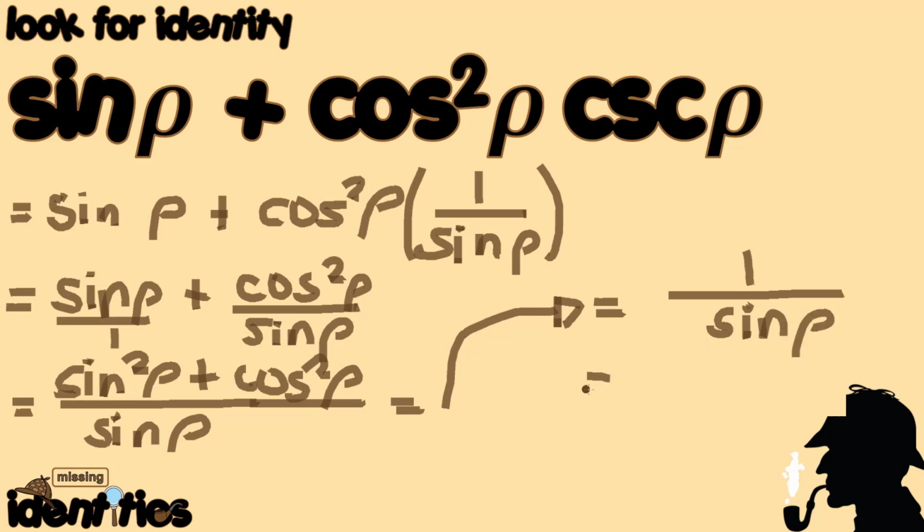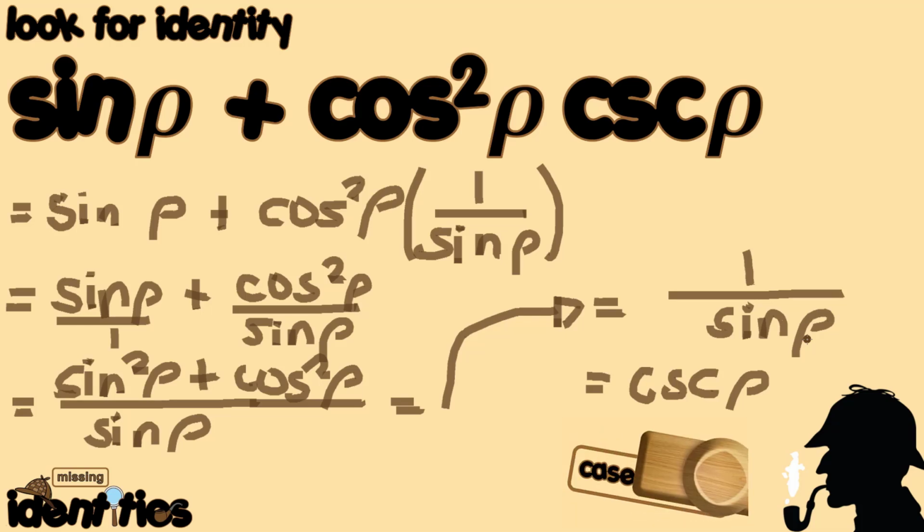This would mean that the identity here is 1 over sine rho, or automatically equivalent to cosecant of rho. In short, the identity when we add sine rho to the product of cosine squared rho and cosecant rho is simply cosecant rho. This case for missing identity is now closed.